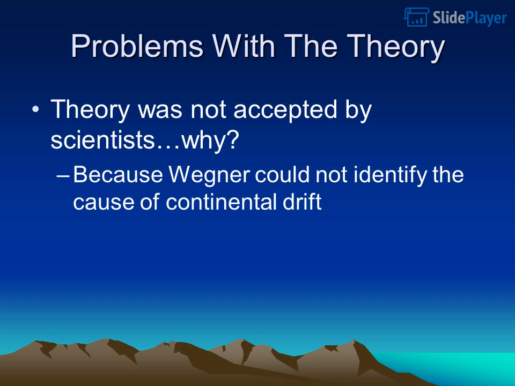Problems with the theory. The theory was not accepted by scientists. Why? Because Wegener could not identify the cause of continental drift.